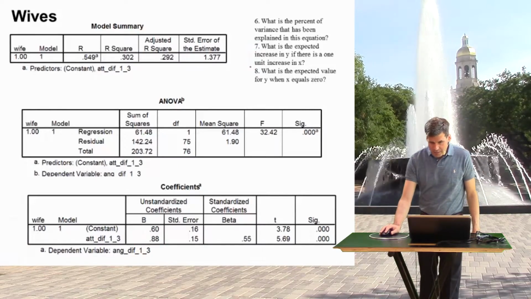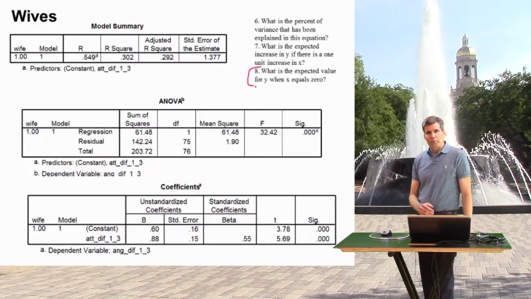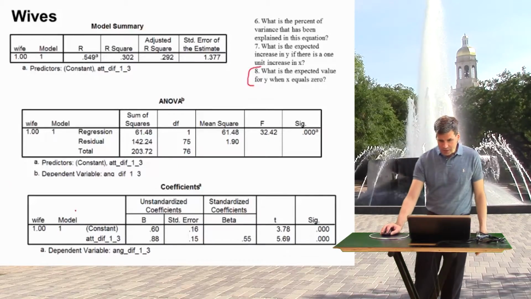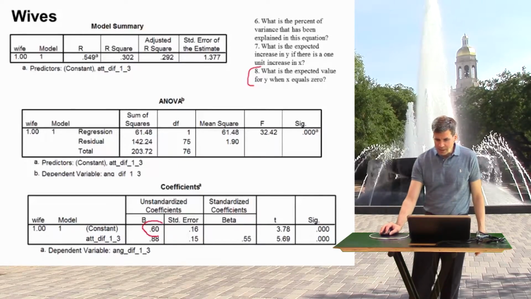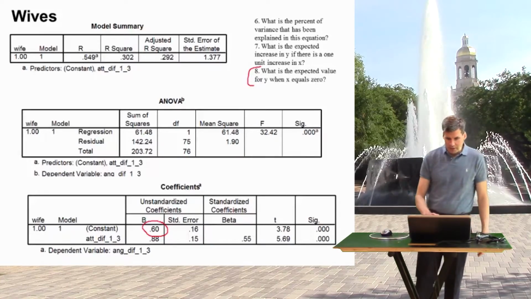Let's see. Finally, on this page, we have what is the expected value for y when x equals 0? Well, that's asking you for the intercept. What is the intercept? It's where it says constant. That's 0.6. That's the expected value for y when x equals 0.